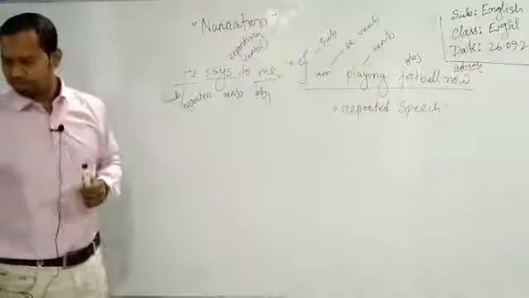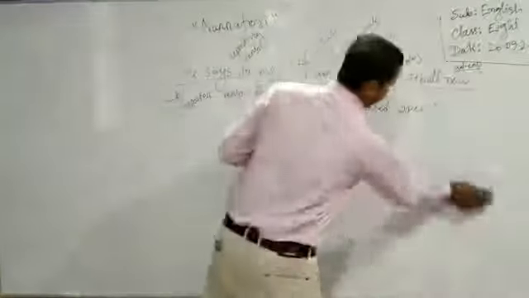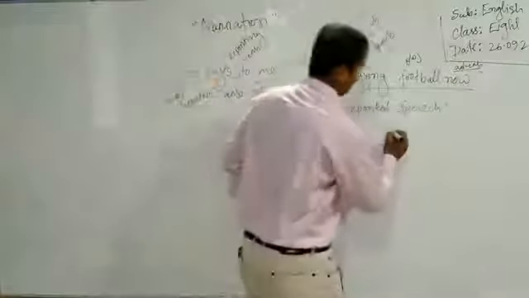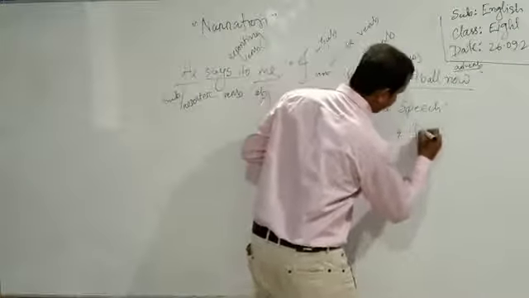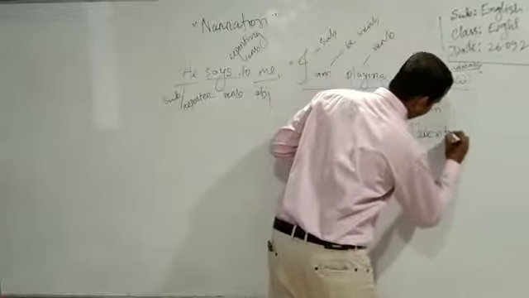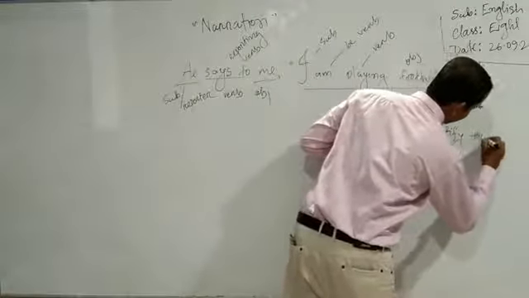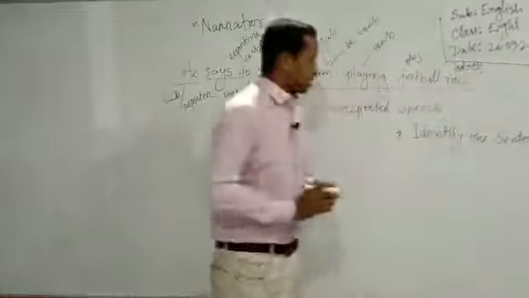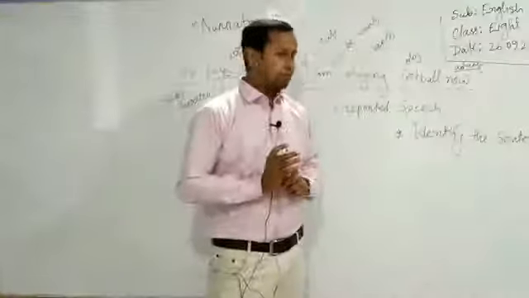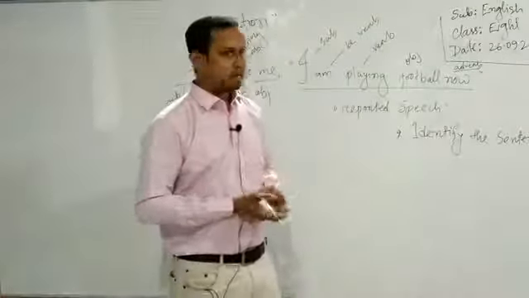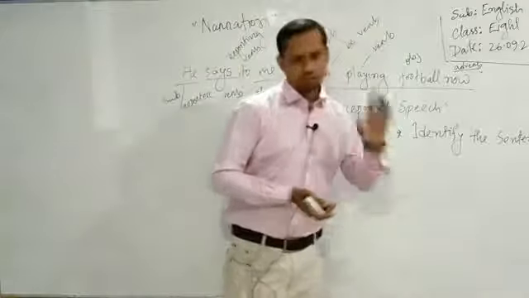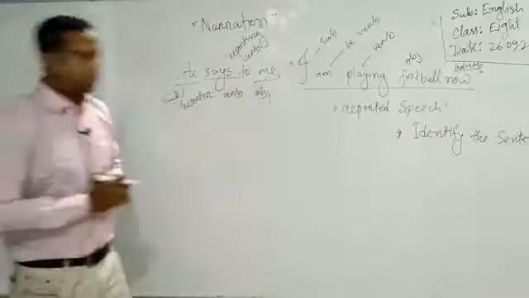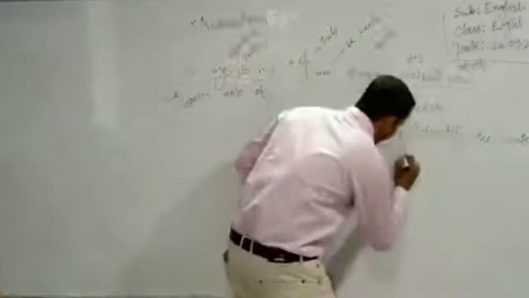The first rule, you have to identify the sentence. That means the sentence may be assertive, imperative, optative, exclamatory, etc. At first we have to identify, then you have to follow some certain rules. I am going to go through that next time. Secondly, we have to identify the tense.